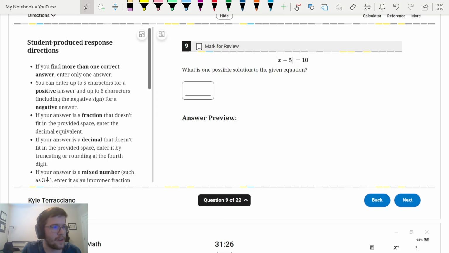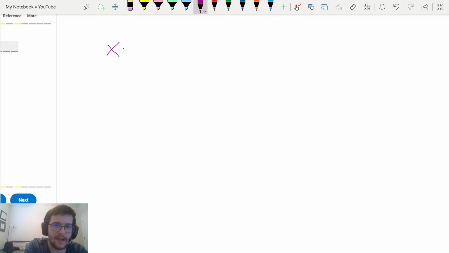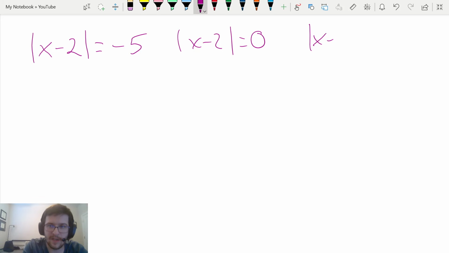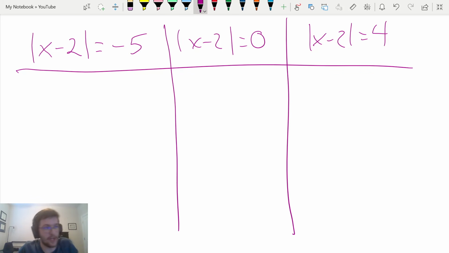Okay, 9. So how you solve absolute value equations. Okay. So let's say I had the absolute value of x minus 2 equals negative 5. Absolute value of x minus 2 equals 0. And absolute value of x minus 2 equals 4. So first thing you always do is you get the absolute value by itself. If it's not by itself, you got to do algebra to get it by itself.